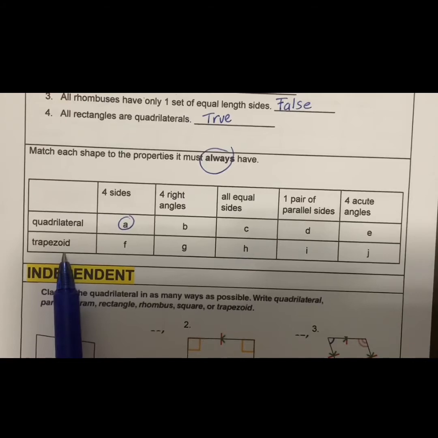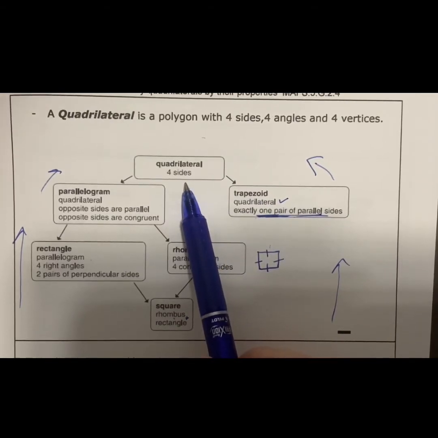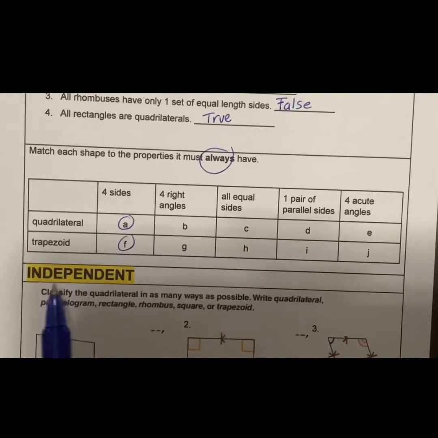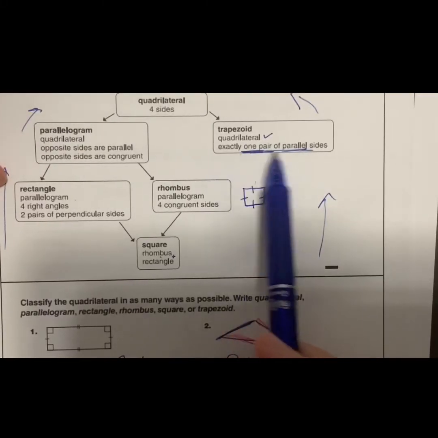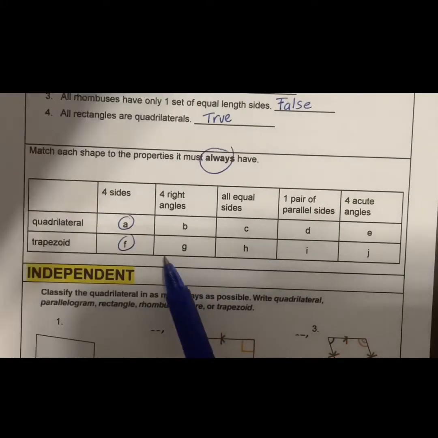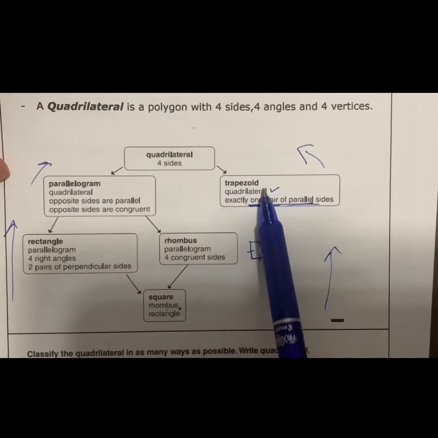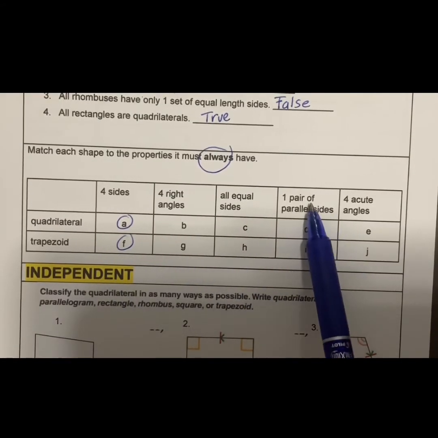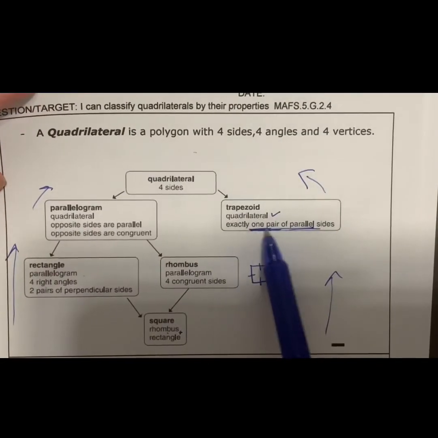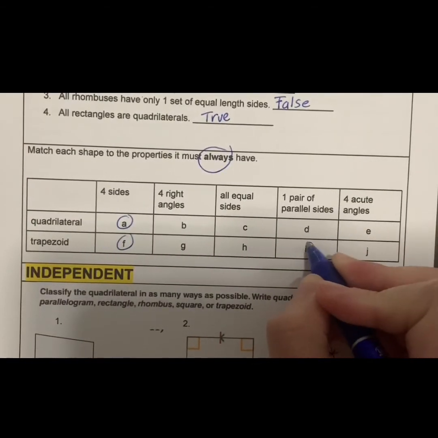For the trapezoid, does a trapezoid always have 4 sides? Well, we know that a trapezoid has to be a quadrilateral, and we know that a quadrilateral has 4 sides. So yes. Does a trapezoid always have to have 4 right angles? No, it does not always have them, so that's not correct. Does a trapezoid have all equal sides? No. Does a trapezoid have 1 pair of parallel sides? Exactly, 1 pair of parallel sides. In order to be a trapezoid, it has to have 1 pair. So we circle that one.